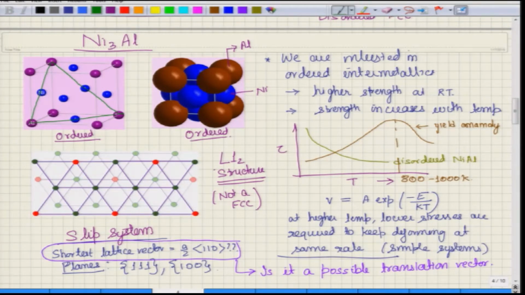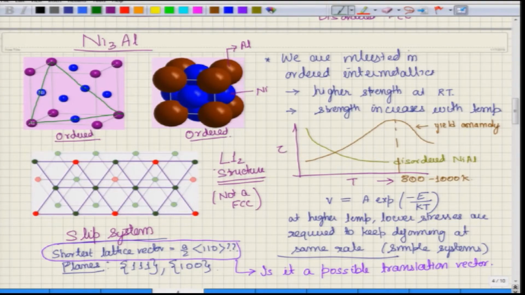So, this is the 111 plane, and now if I draw it in with more atoms, this is how it will look like. So, first let us look at only the darker lines and atoms over there. So, this is your 111 plane, and you can see there is aluminum atom, nickel atom, then aluminum atom. So, aluminum, nickel, aluminum and so on.